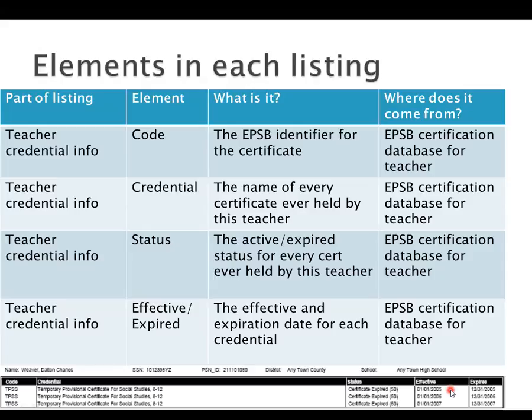The one thing that will look a little strange is if you have somebody that resigns KTIP or resigns as an alternative route teacher, they will have a future expiration date, but their status will say certificate expired. And that's because they have withdrawn from the program that allowed them to be fully certified.